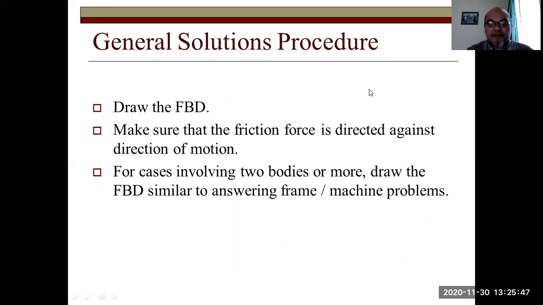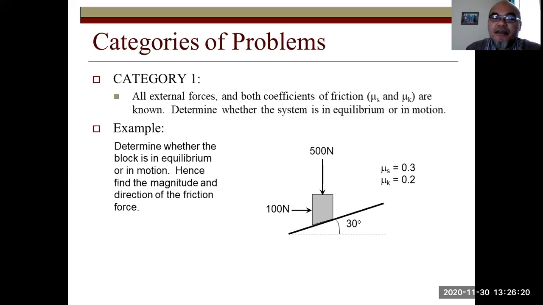When we are given a problem about friction, the first step, as usual, is to draw the free body diagram and make sure that the friction force is directed against the direction of the motion, always opposite to the direction of the motion. When there are cases involving two bodies or more, we have to draw the free body diagram similar to when we deal with frames and machine problems. Remember, in the previous chapter. So let's give some examples.